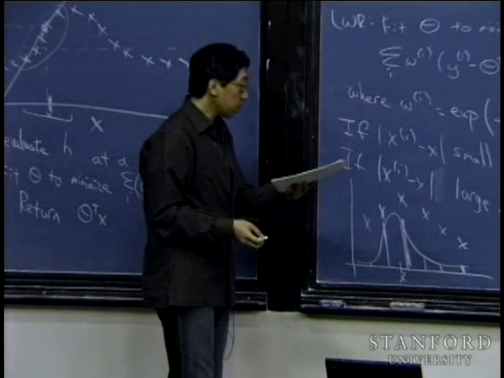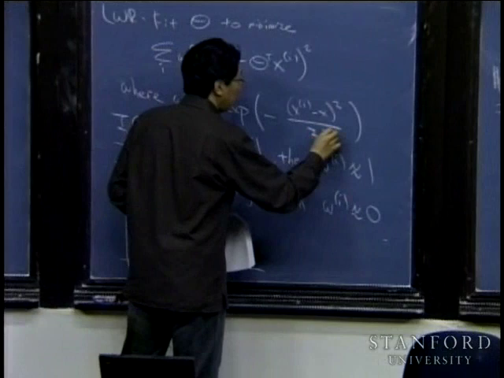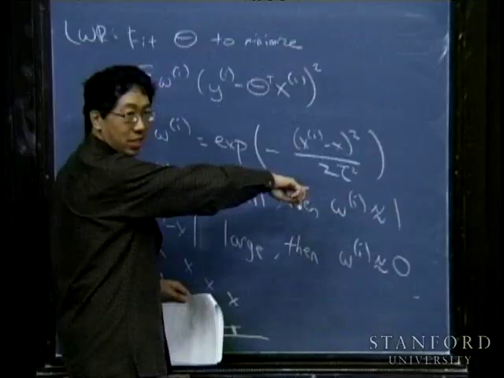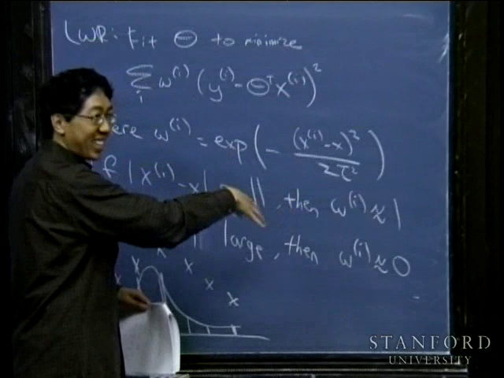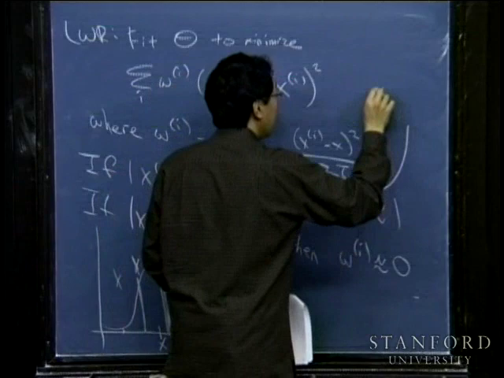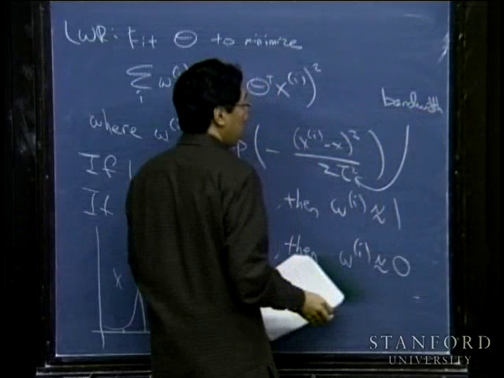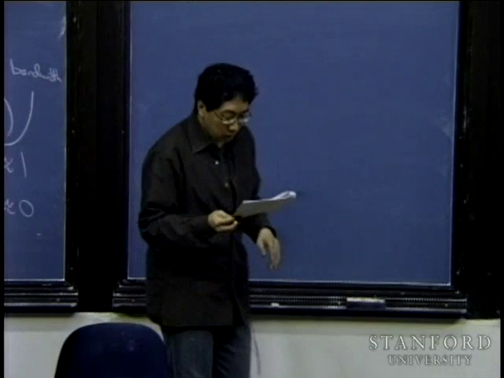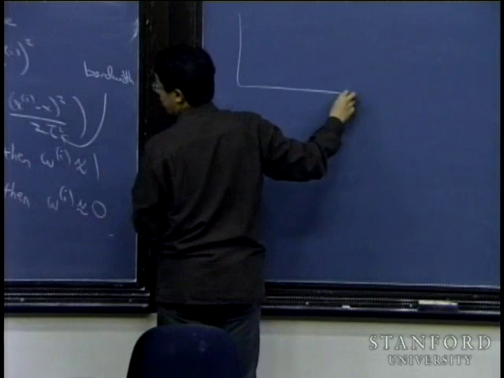One last small generalization to this is that normally there's one other parameter to this algorithm, which I'll denote as tau. Again, this looks suspiciously like the variance of a Gaussian, but this is not a Gaussian. It is a convenient form of function. This parameter tau is called the bandwidth parameter, and informally, it controls how fast the weights fall off with distance. Okay.